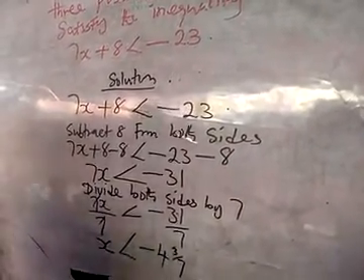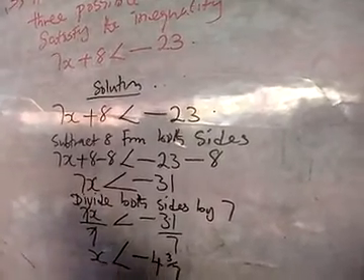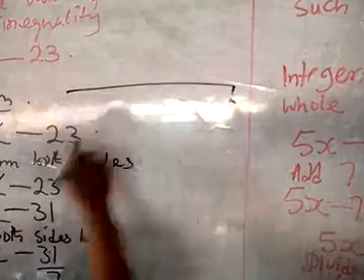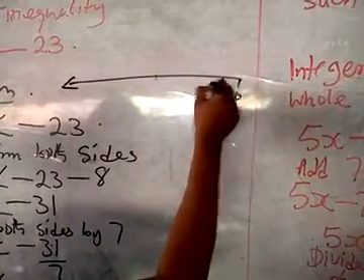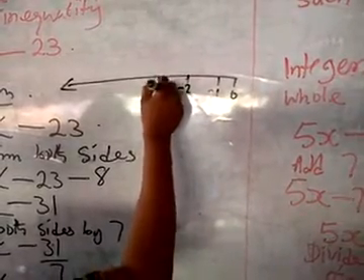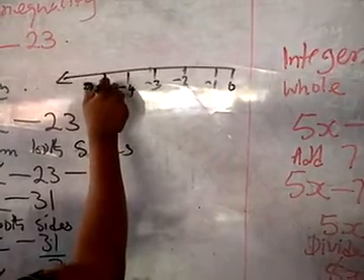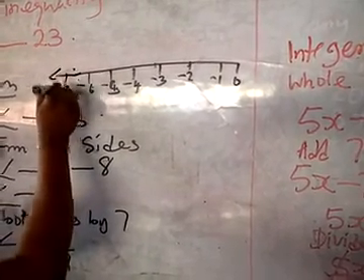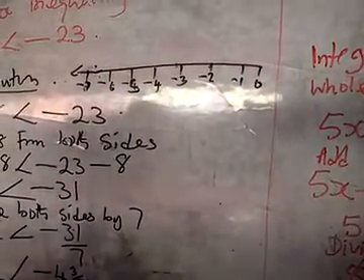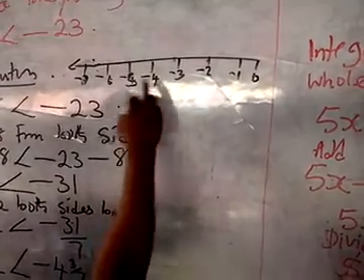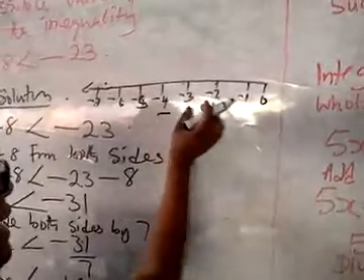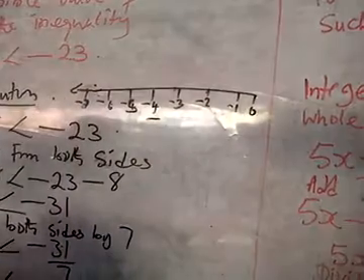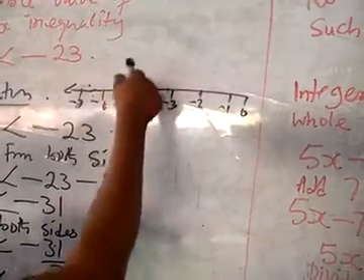You know, in your number line, here is the origin. This is 0. Here you have minus 1, minus 2, minus 3, minus 4, and here minus 5, minus 6, minus 7. And they say x is less than minus 4 and 3 over 7. You know that in your number line, the number at the right of a number is greater than it. The number at the left is less than it. Now, if x is less than minus 4 and 3 over 7, that means the value of x should be what?